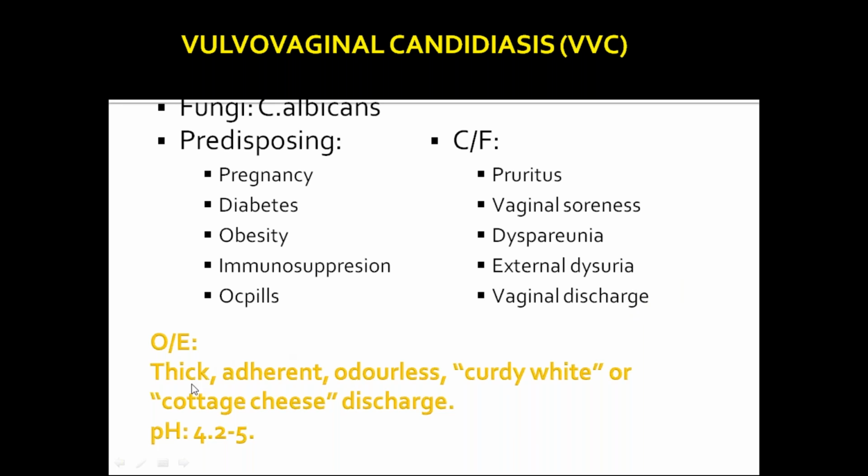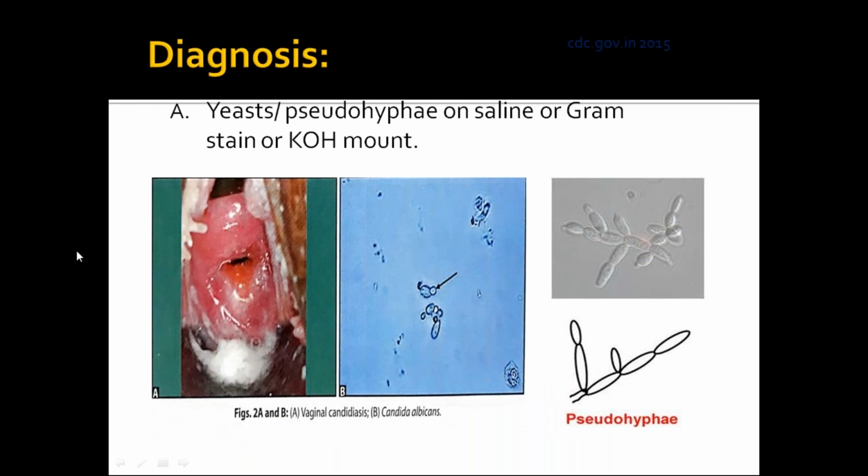And when you examine on clinical exam, you can find it thick, adherent, and there is no odor, no smell. Curdy white, you can clearly see curdy white or cottage cheese discharge. Here the pH is acidic. So typically the infection that occurs when pH is acidic is Candida. Very important. In this diagram you can see typical curdy white discharge of cottage cheese appearance. And these are the mycelia, that is pseudohyphae.